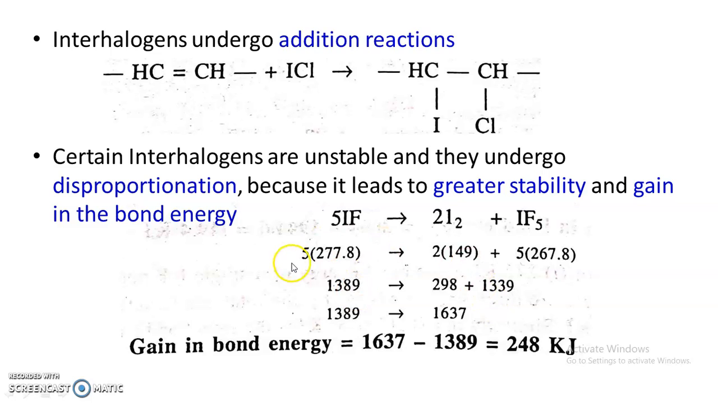So during the disproportionation reaction there is a gain in bond enthalpy, and therefore disproportionation occurs easily, and comparatively unstable interhalogen compounds become stable. Okay, so this is about the general properties of interhalogen compounds. In the next video we are going to discuss the structures of interhalogen compounds.